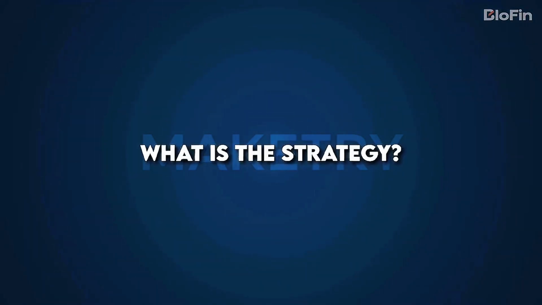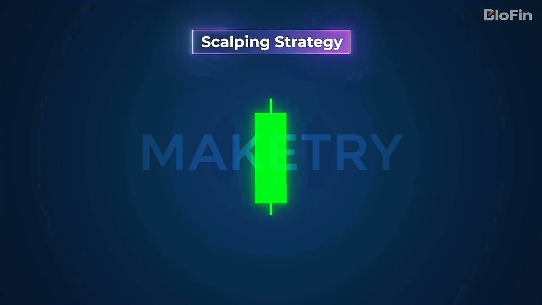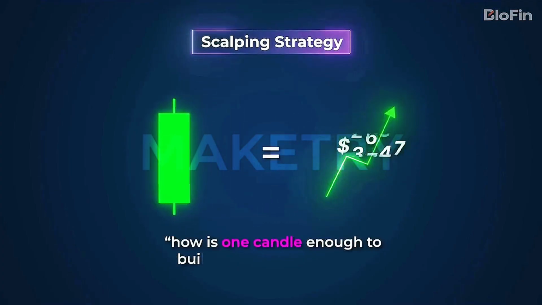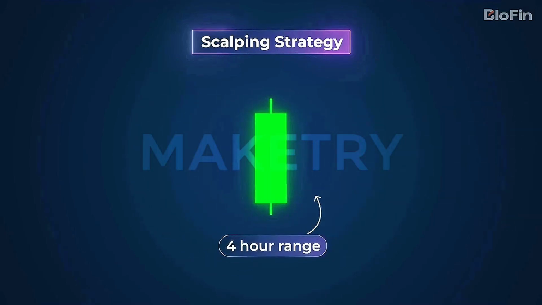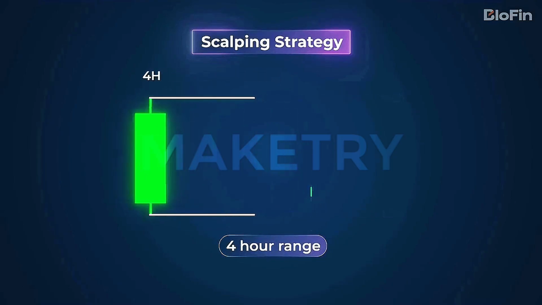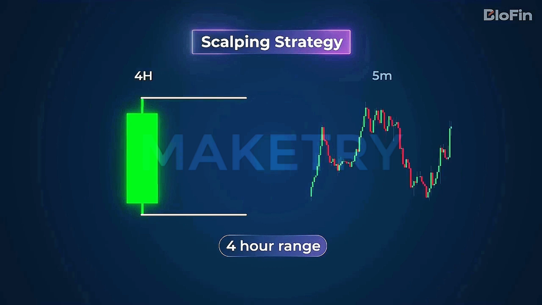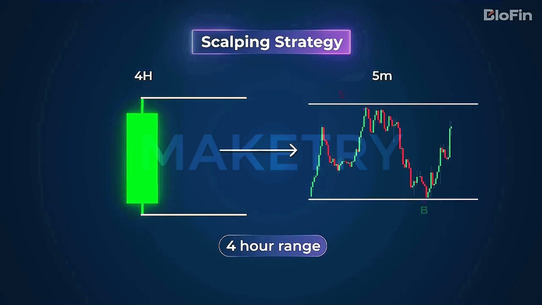For this strategy, the only thing you need is one candle. Now you might be wondering, how is one candle enough to build a profitable system? Well, we're not just using any candle. We're using what's called the 4-hour range, which is simply the range between the high and low of the first 4-hour candle that forms during the day. So the way this system works is, when we're scalping on a lower time frame like the 5-minute chart, we can actually use that 4-hour candle's range to find potential entry points throughout the day.